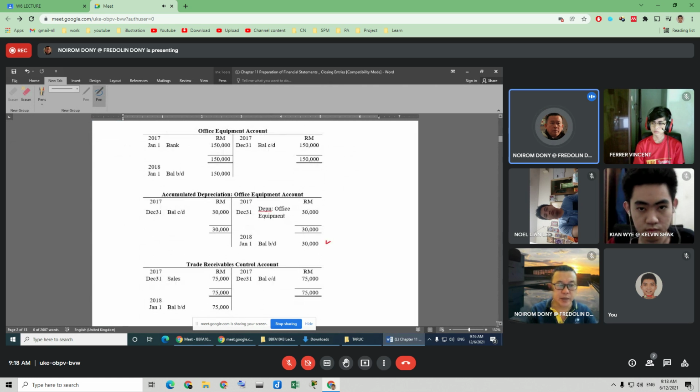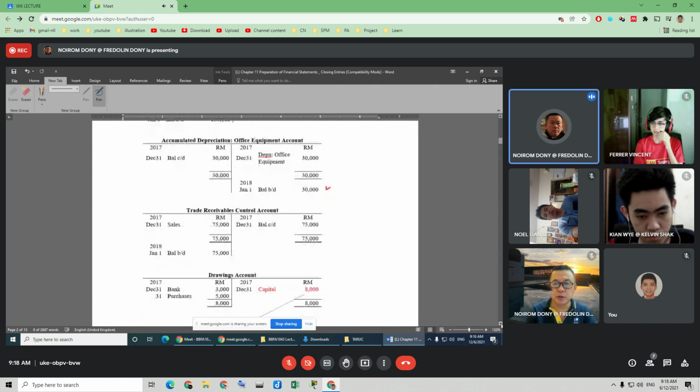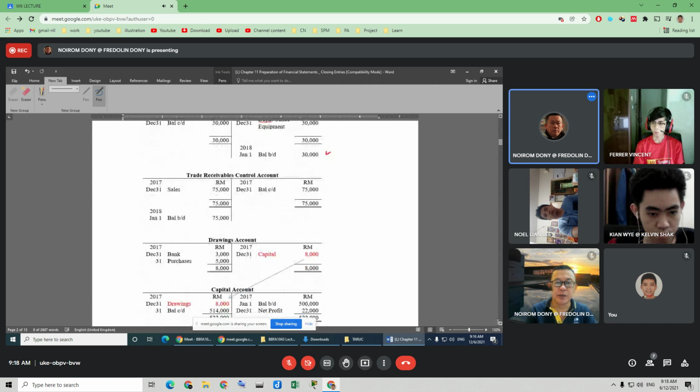Any problems so far? Can you follow, Aaron? Yes. Okay. And then trade receivable control account is an asset. So we have a debit balance, CD above the total and BD below the total on the debit side. Okay. And then drawing account. So we have to close this account and then transfer it to capital account.